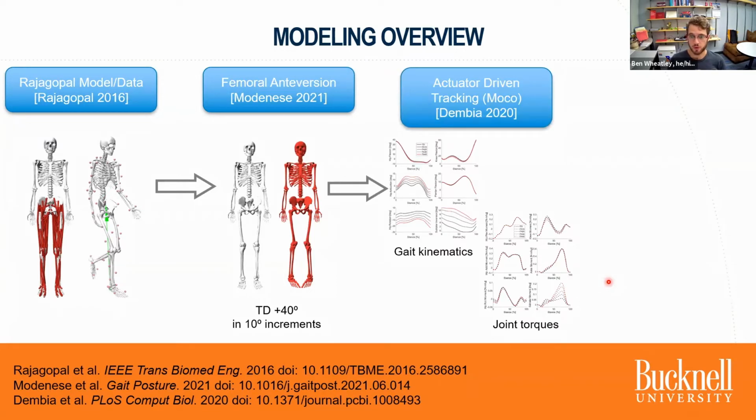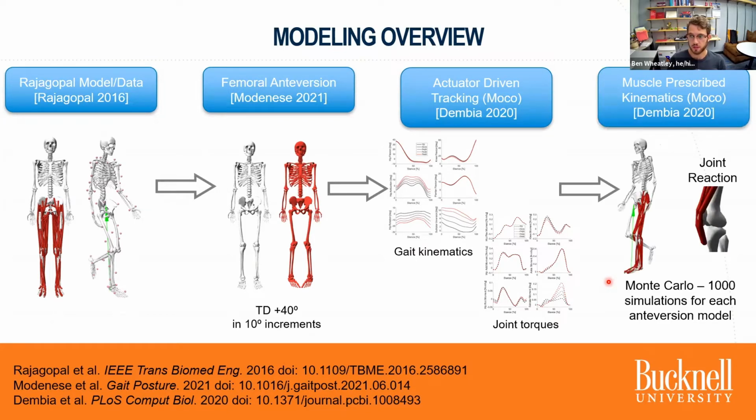We then applied MoCo to do actuator-driven tracking to generate gait kinematics and joint torques for our femoral anteversion models. And finally, we used these kinematics to do muscle-driven prescribed kinematic simulations in MoCo to calculate the joint reaction loads as a function of different muscle activity weights. This is using MoCo, and we did a Monte Carlo where we simulated 1,000 stance simulations for each anteversion model.